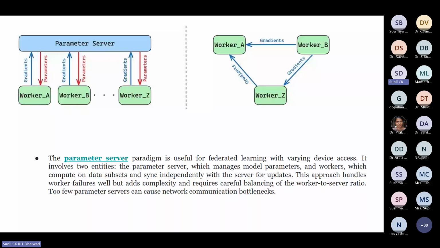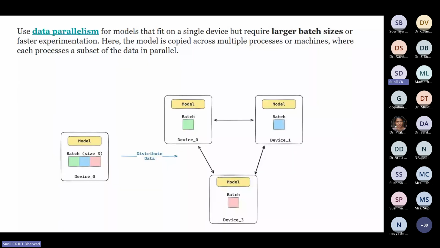You can see that ChatGPT again has to give personalized results. If you go with Netflix, again it is giving you personalized services. Several other applications you can observe, right? So this is where data parallelism comes in, where the model has to run in parallel to get you some results, right? It is for models that fit on a single device but require larger batch sizes or faster experimentation.